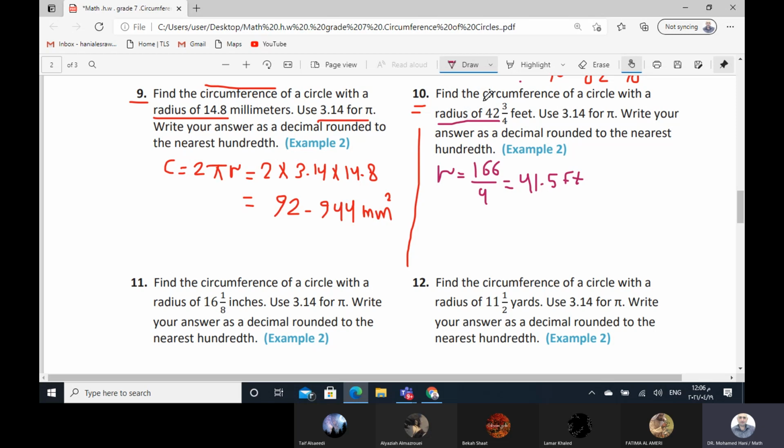How to find the circumference? Write the formula. C equals 2 times pi times r. So we can write 2 times, we know the value of pi, 3.14, times the r will be 41.5.